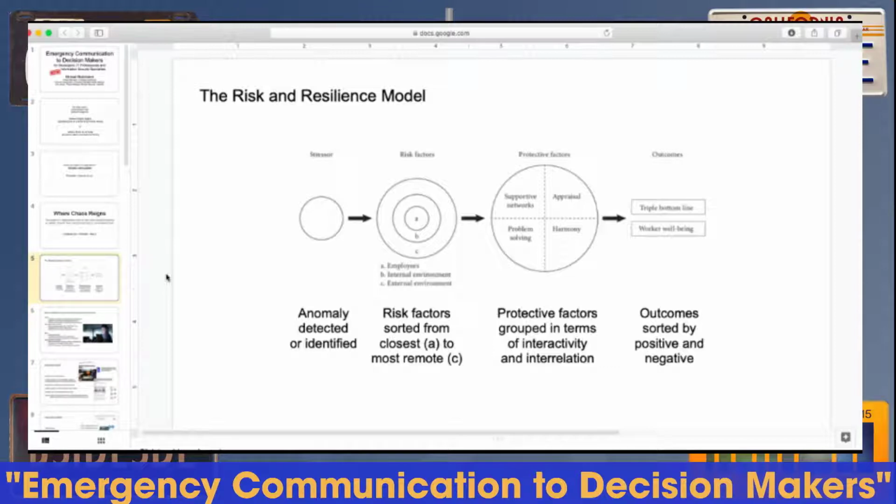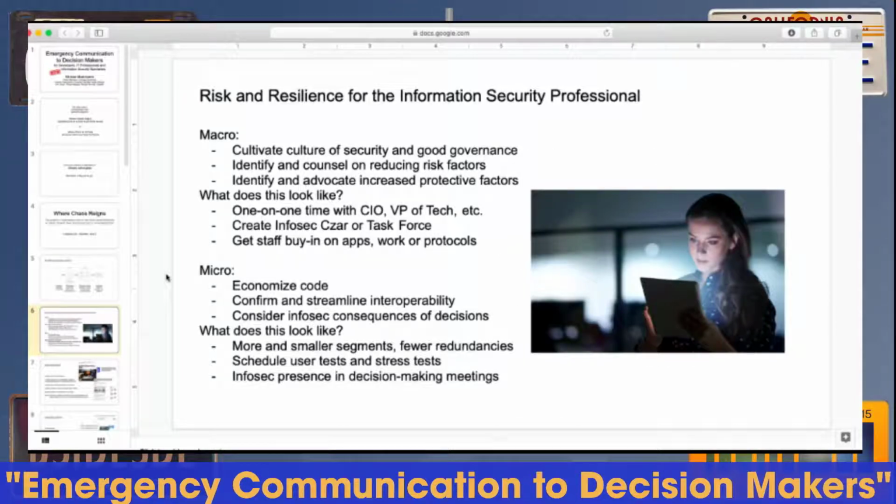And then, usually, if you are doing a postmortem, you're sorting outcomes by both positive and negative to try to strengthen your organization's response in the future. So, what does this mean for the InfoSec professional?